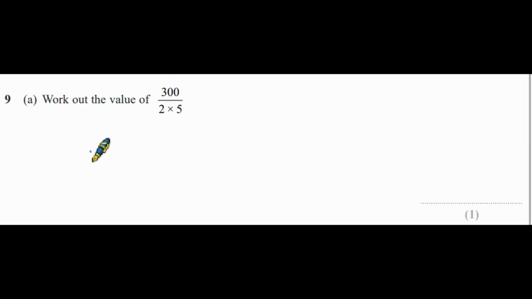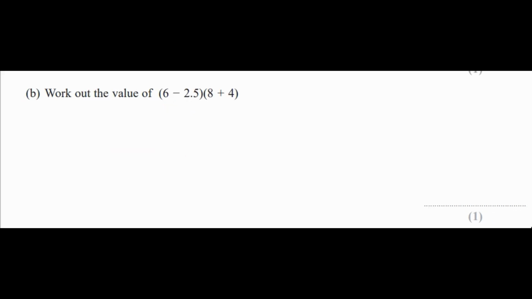Question 9 is in 3 parts. Part A, work out the value of 300 divided by 2 times 5. Well, to work out what we are dividing 300 by, we need to do 2 times 5. So that's 300 divided by 10. And 300 divided by 10 is 30.